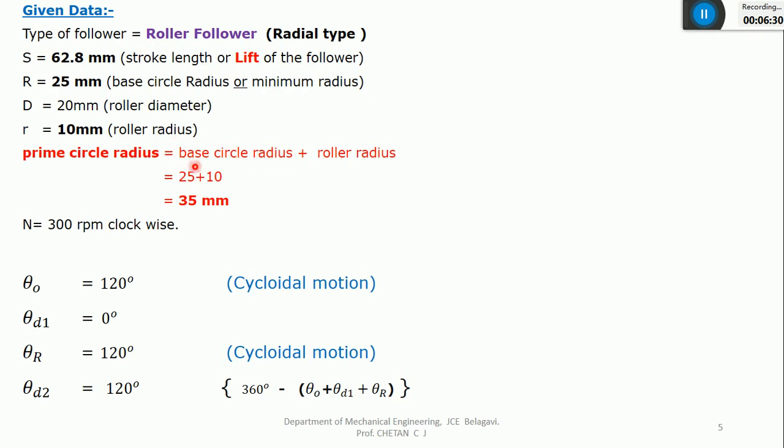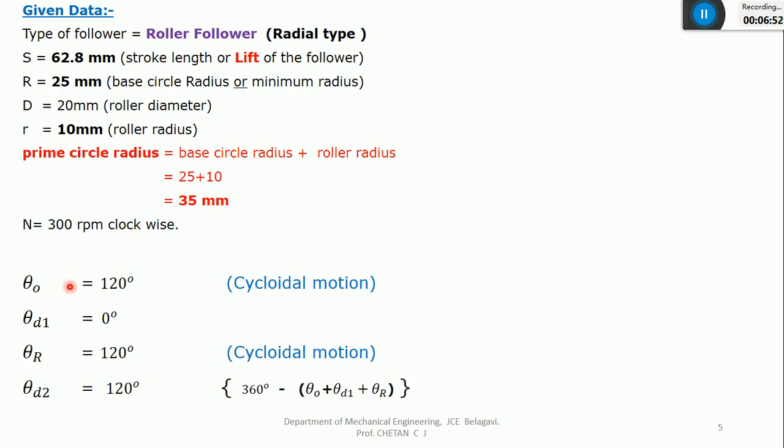So we can see the base circle radius is 25, correct, and the roller radius is 10 mm, so the summation will be 35. So this comes only in case of a roller type of follower. So the prime circle radius will be 35 mm. And the speed of the cam is given as 300 rpm in clockwise direction.